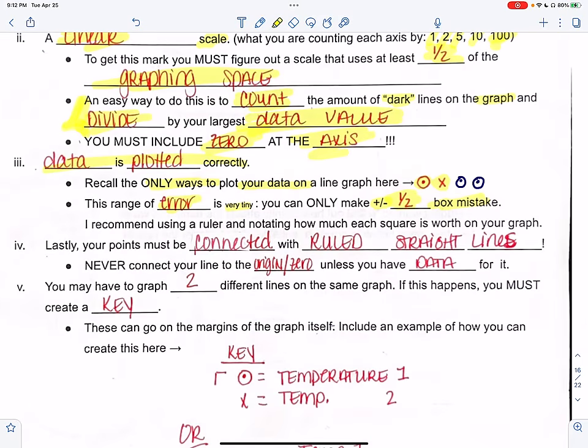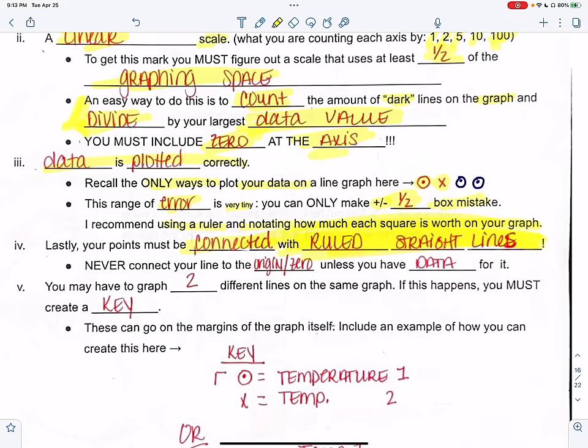Again, use a ruler. I do this all the time, so I'll show you on the one we do. Use a ruler and notate how much each square is worth on your graph. Use a ruler to make sure that you're getting the exact spot. Lastly, your points must be connected with ruled straight lines. You have to use a ruler.